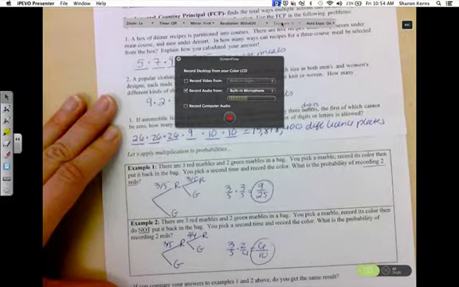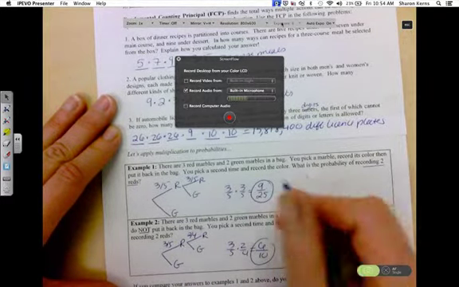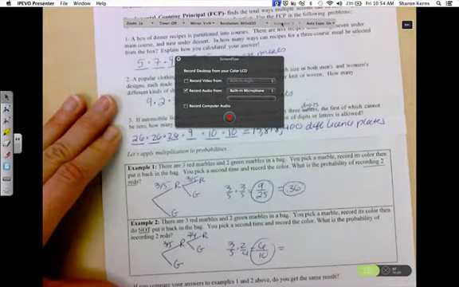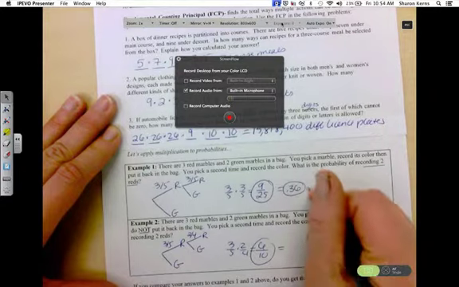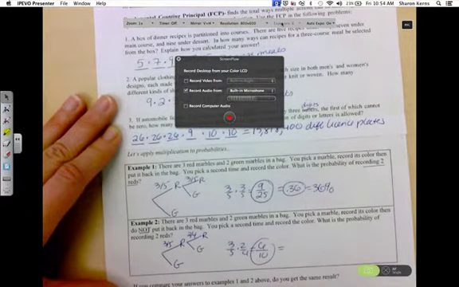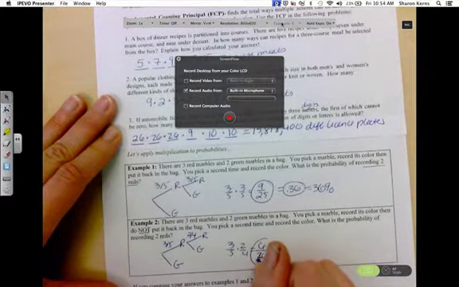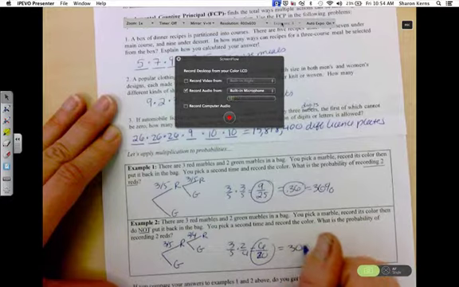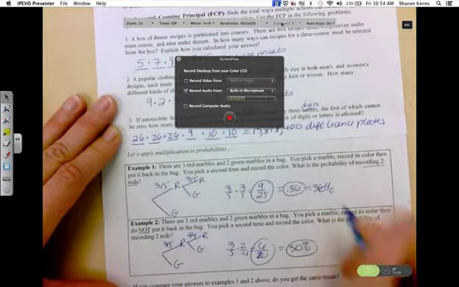Let's see if these are equivalent. 9 divided by 25 is a 0.36 chance of that occurring. Sorry, a 36% chance. Whereas 6 over 20 is a 30% chance. So the probability does change.